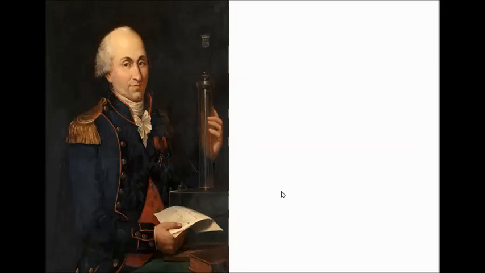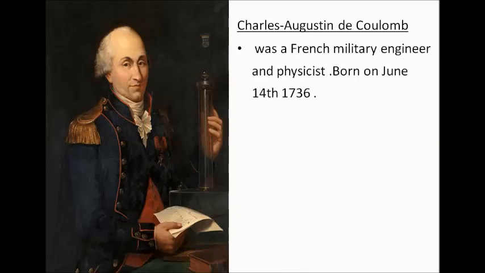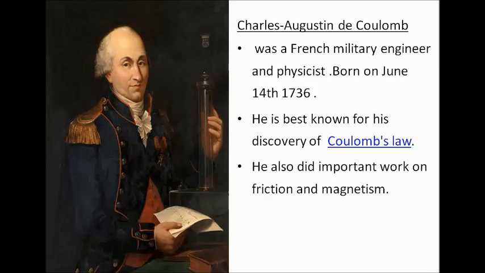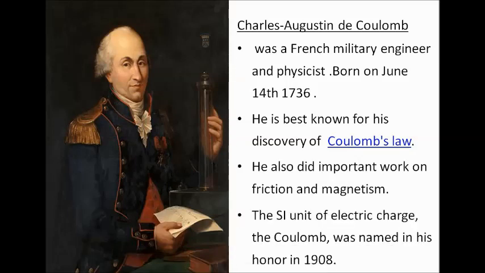So at that time, this man came, Charles Augustin de Coulomb. He was basically a French military engineer and physicist. He is best known for his discovery of Coulomb's law. He also did important work on friction and magnetism. The SI unit of electric charge, the coulomb, which you learned in lower classes, was named in his honor in 1908.